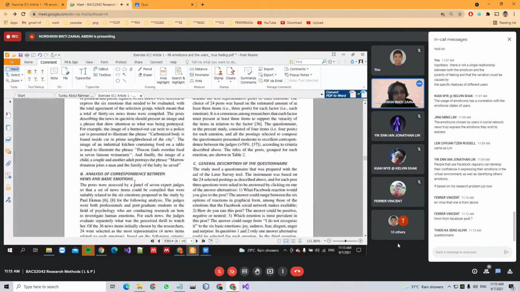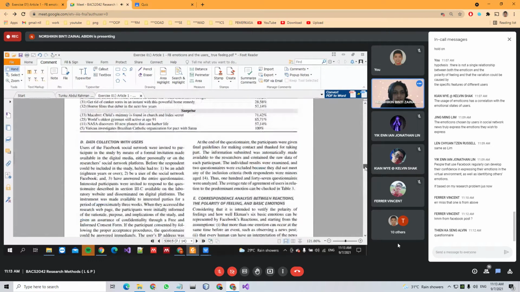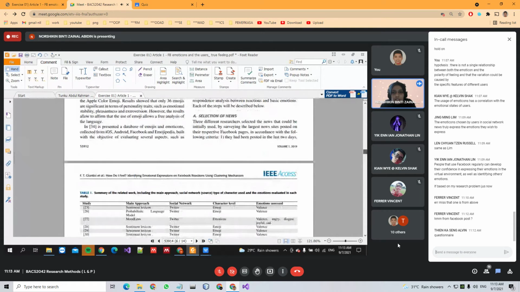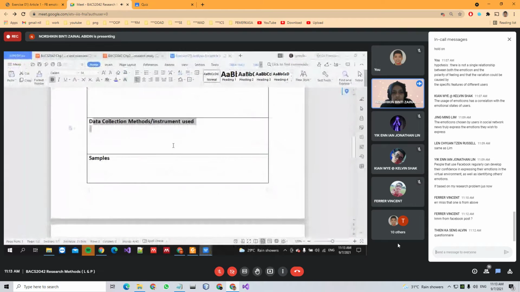And then they use the analysis of correspondence between news and basic emotions. And they use the questionnaire. So questionnaire is an instrument. The instrument used for this particular research is questionnaire. And then what else they use? Data collection with user and corresponds analysis between reaction probability. So that's all the method or the instrument they use.